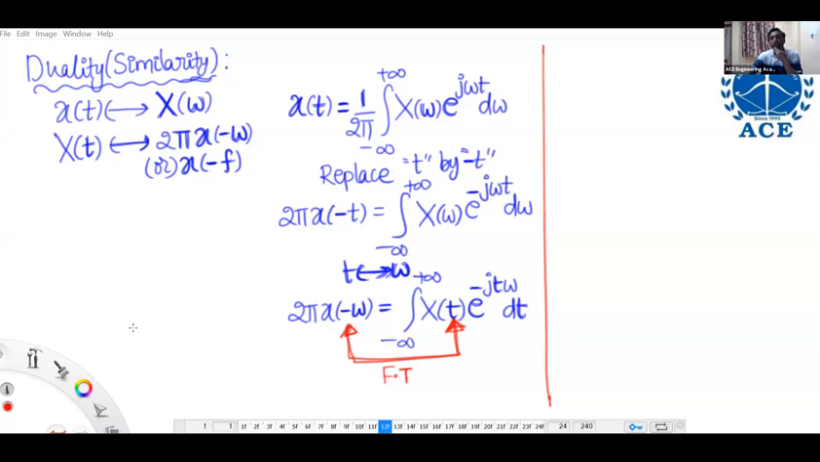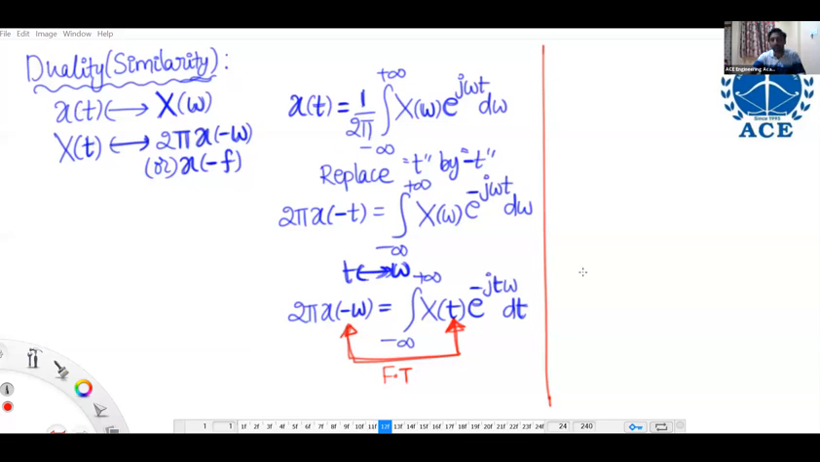So everyone tell me how to apply duality. For every standard Fourier transform pair you can create the dual pair. For that, what changes do you have to make? Omega replaced as t, t replaced as minus omega. The 2 pi tag on the right side is there, not? Omega replaced as t, t replaced as minus omega.